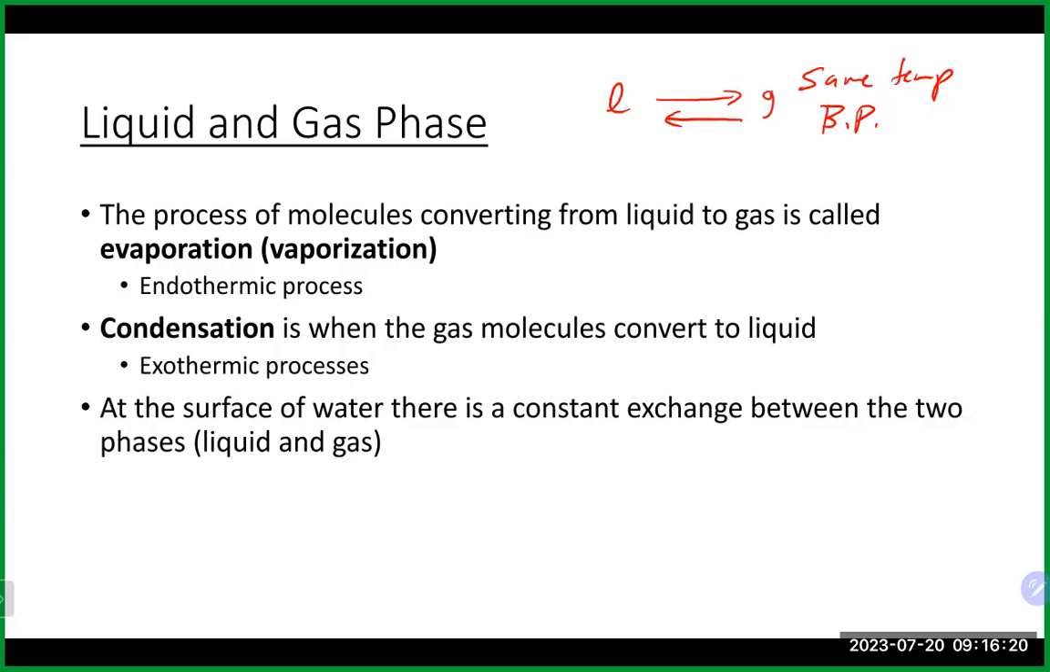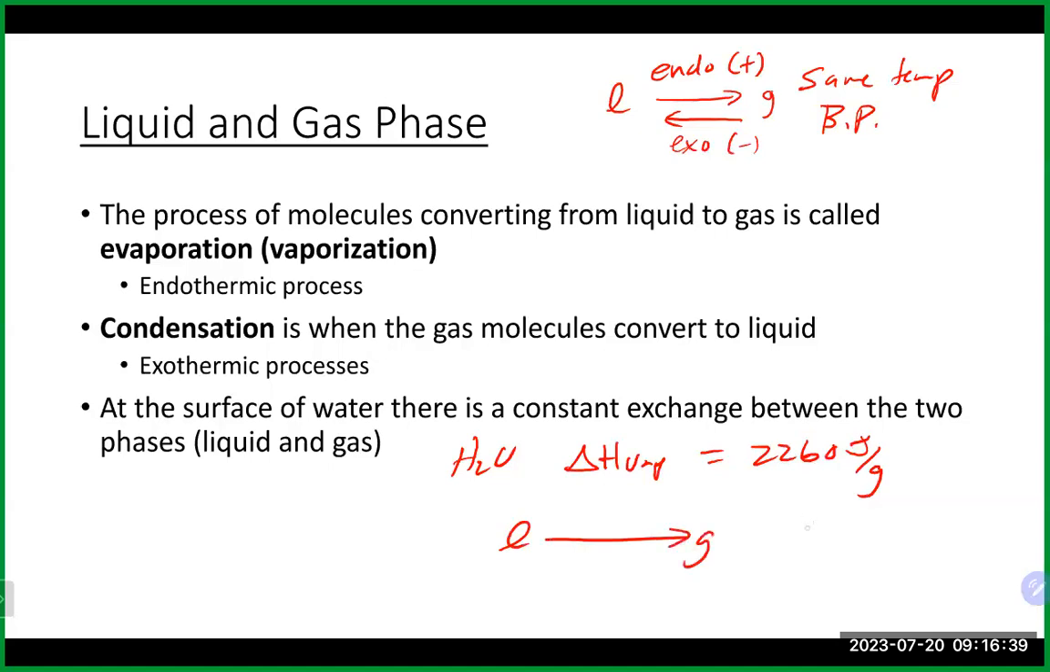And again, it's going to be an endothermic process, or a positive energy process, going that way. And it would be an exothermic process, or a negative process, going that way. As I mentioned, for water, the delta H of vaporization is about 2260 joules per gram. So if we were going from liquid to gas, it would be a positive 2260 joules per gram.